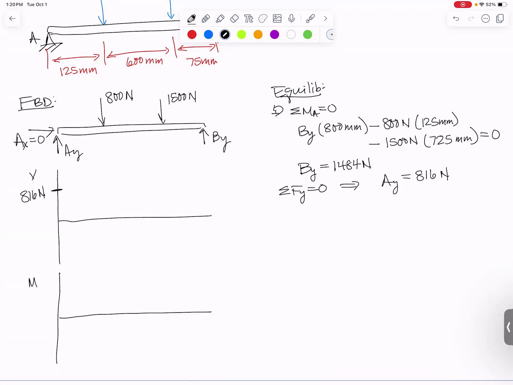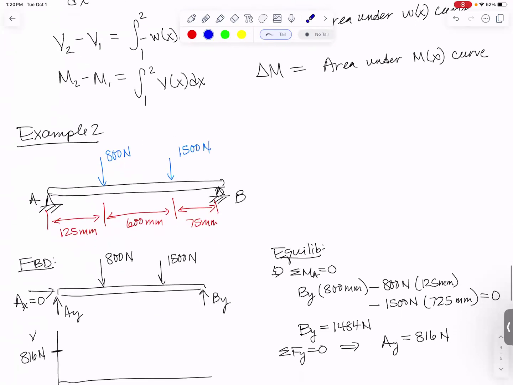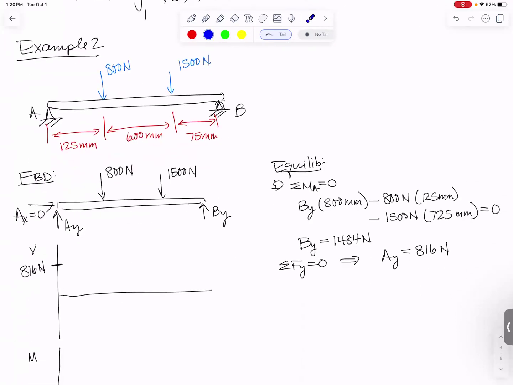Next, from the equations up here, we said that the slope of the shear curve is equal to however big the distributed loading is. We don't have any distributed loading. So no distributed loading means a 0 for W. So the slope of V will also have to be 0, which means it just is a horizontal line.